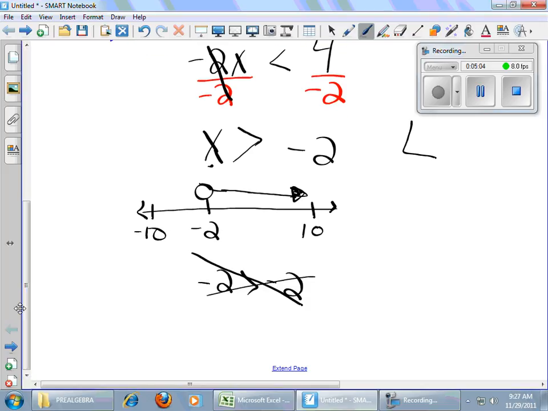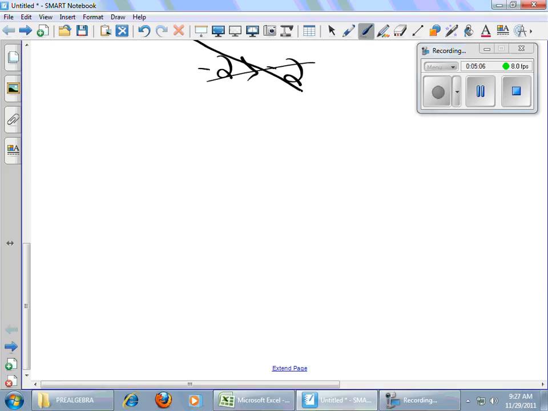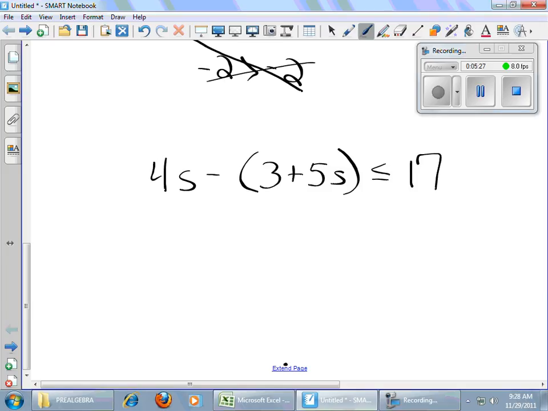All right, let's look at something a little more complex now. I'm expecting you to know how to solve equations. So let's take one like this. Let's go with 4s minus the quantity of 3 plus 5s, and that will be less than or equal to 17. All right, a little bit more advanced.